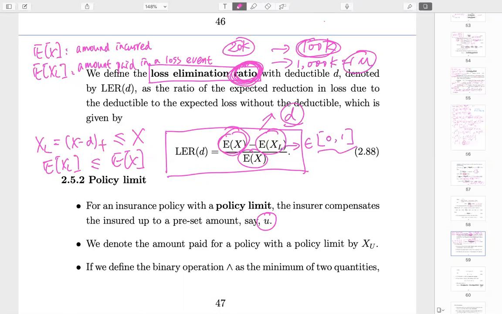So that's why we usually use U to denote the policy limit, because U is the first letter of upper bound. So it's very easy to understand.